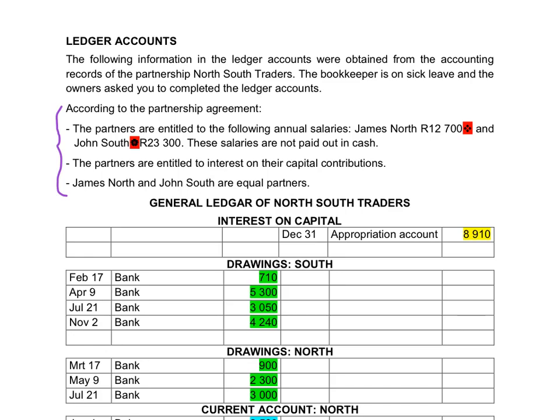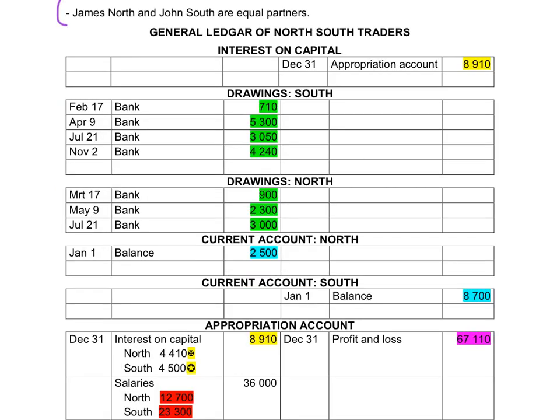Now, they give you some of the information in the ledger accounts, and we will transfer this information to the actual accounts that we will complete. If we look at the first entry, it is the 8,910. The interest on capital account was credited, and this amount was transferred to the appropriation account. So this is your closing transfer.